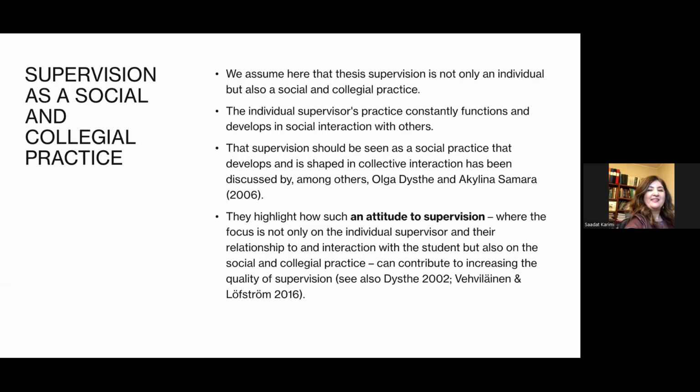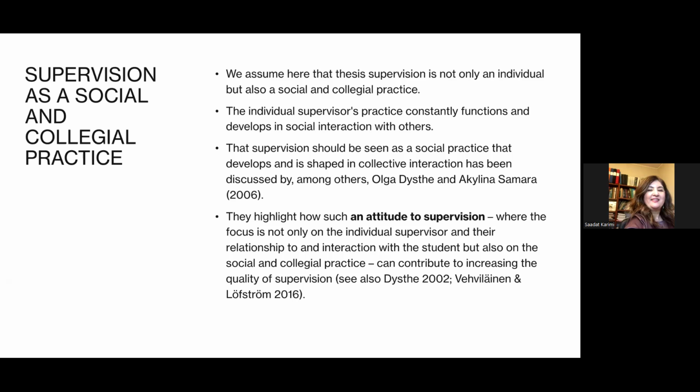We assume, as we have previously mentioned, that thesis supervision is not only an individual, but also a social and collegial practice. That's to say, the individual supervisor's practice constantly functions and develops in social interaction with others. That supervision should be seen as a social practice that develops and is shaped in collective interaction has been discussed by, among others, Olga Dysthe and Aquilina Samara in their study from 2006. They highlight how such an attitude to supervision can contribute to increasing the quality of supervision.